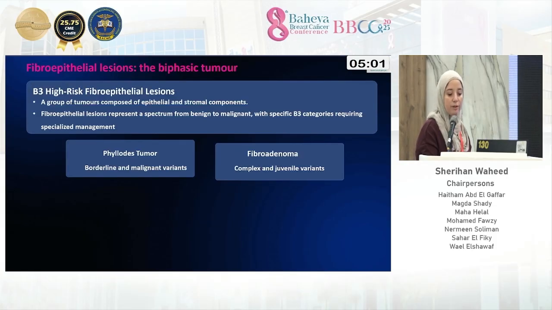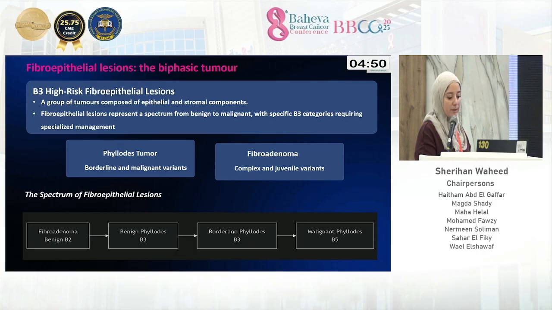Moving on to a group of the fibroepithelial lesions, or what is known as the biphasic tumors. These are a group of tumors composed of epithelial and stromal components. They represent a spectrum from benign to malignant. The fibroadenoma represents the B2 lesion of the spectrum. The benign and borderline phyllodes represent the B3, while the malignant phyllodes represents the B5 spectrum.